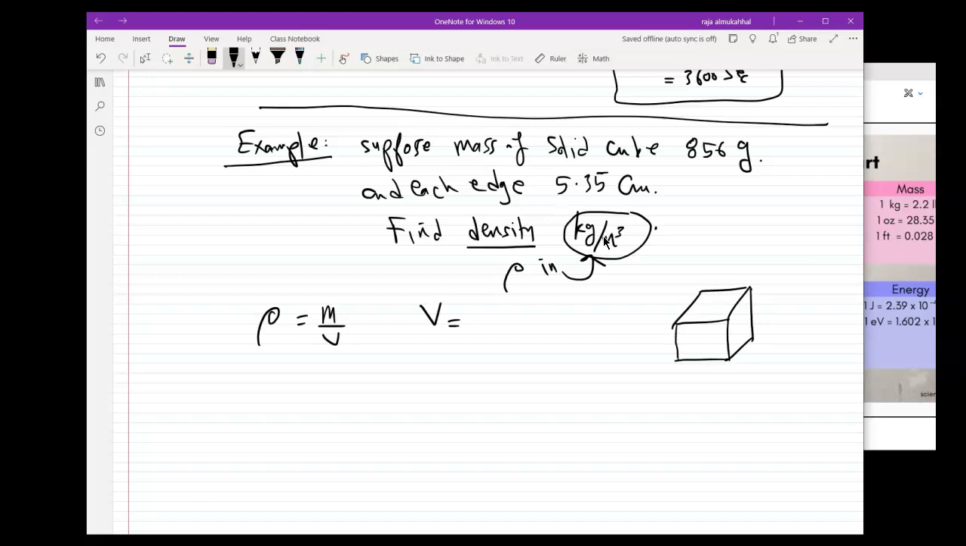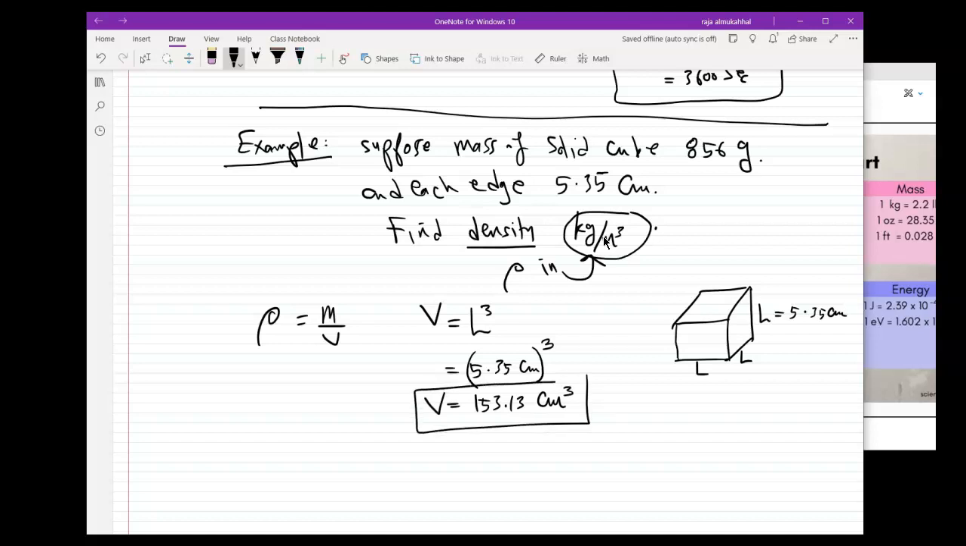And each side, let's call that L, is equal to 5.35 centimeters. So the volume is L cubed, so that will be 5.35 centimeters cubed. When I use my calculator to calculate the volume of the cube, it's going to be 5.35 to the power of 3, and the answer is 153.13 centimeters cubed. Okay, that's the volume.